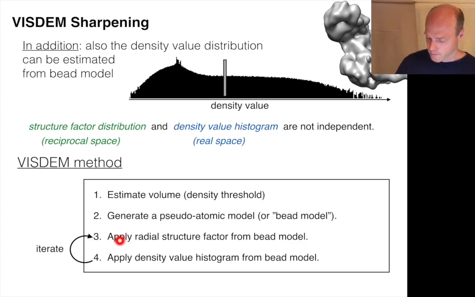And then we apply the radial structure factor from our bead model. And then we apply the density value histogram from our bead model to the density map in real space. And then we do this again, thereby trying to get both the structure factor distribution and the density value histogram as close as possible to the estimated values.